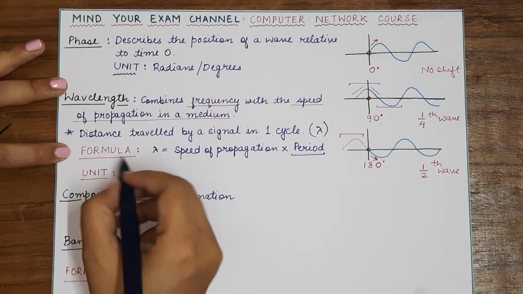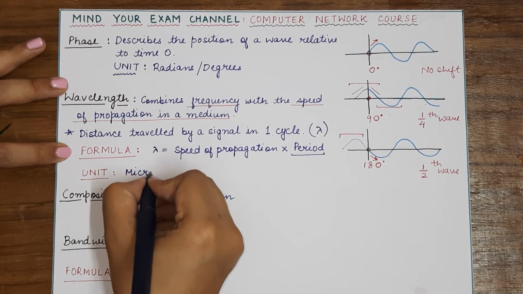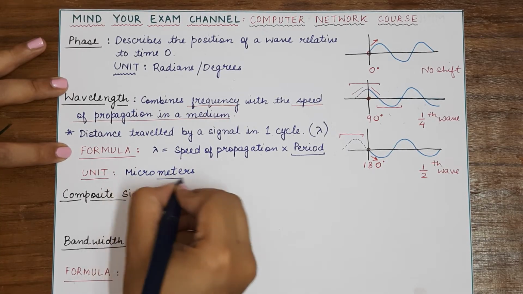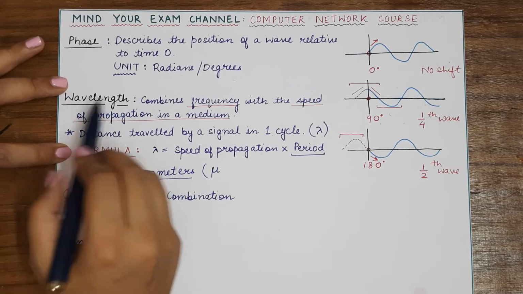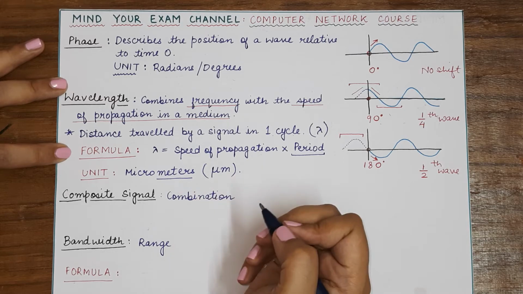Now the unit for a wavelength is micrometer. Since wavelength is the distance, it will be in some form of meter, but the wavelength is actually defined in terms of micrometer, and this is the symbol for the same.